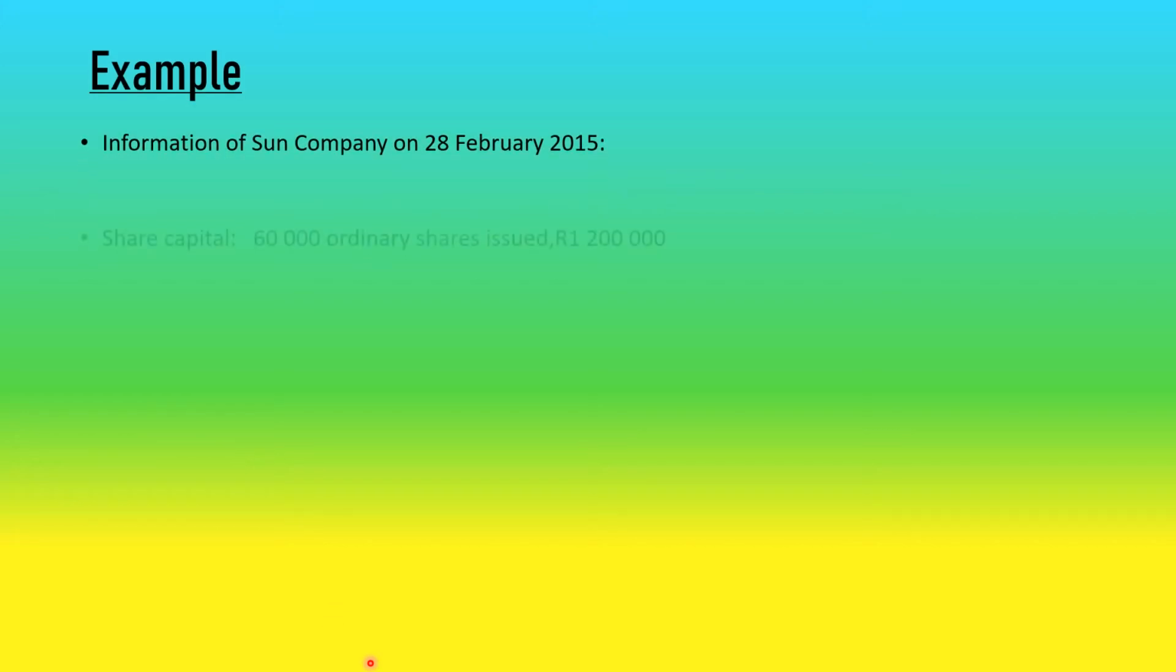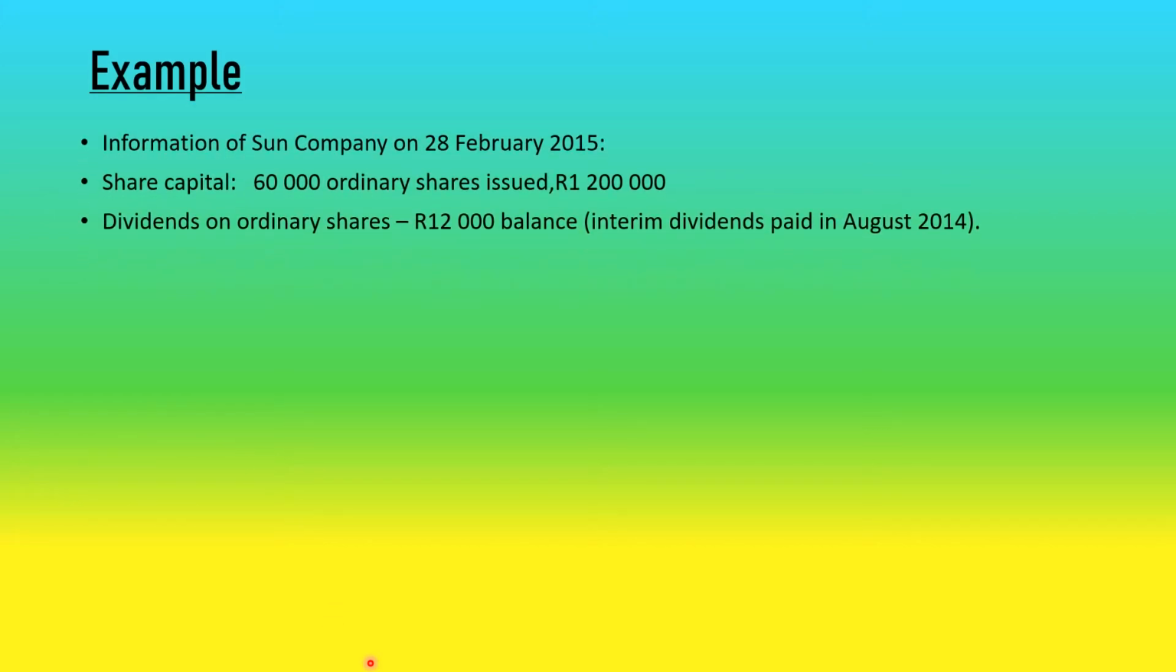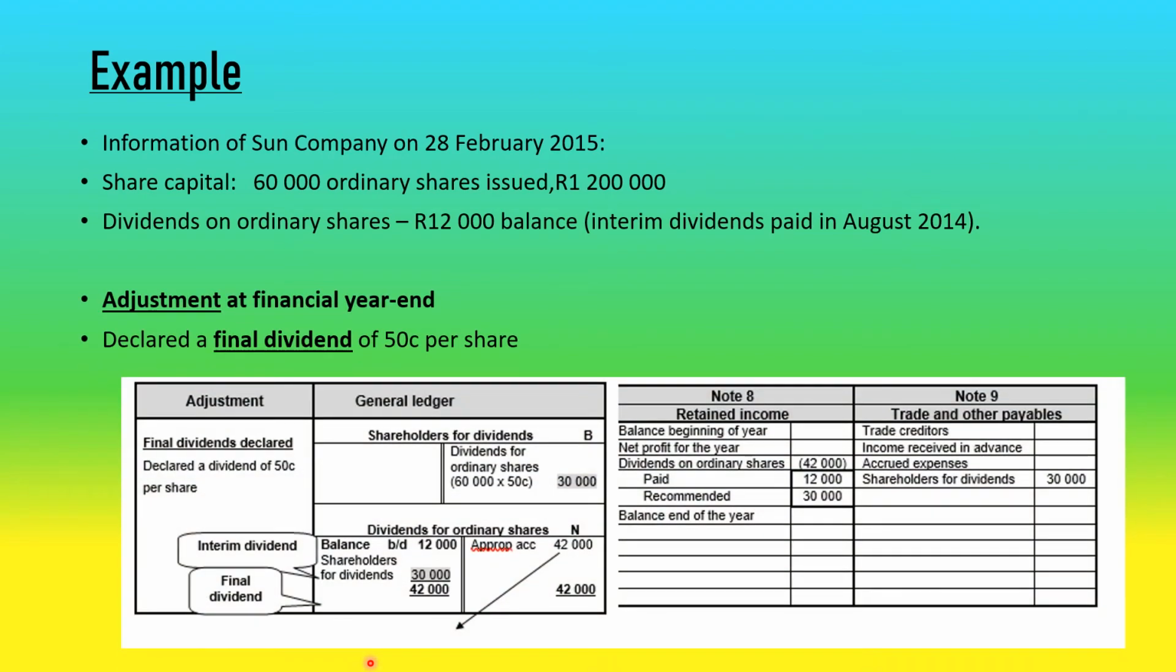Let us now look at an example of a company that has declared dividends and also a company that has already paid dividends. If you look here, you've got Sun company, which has 60,000 shares issued at 1.2 million Rand. They've got a dividends on ordinary shares balance of 12,000 Rand. This balance would be a debit balance. When you're actually paying dividends, you're taking money out of your capital, so you're reducing your capital. And when you reduce your capital, you would debit it. So this 12,000 Rand will be on the debit side of the account dividends on ordinary shares.